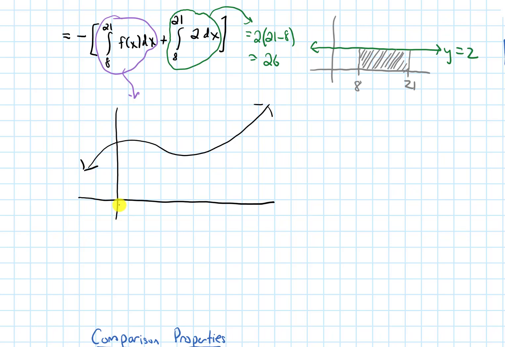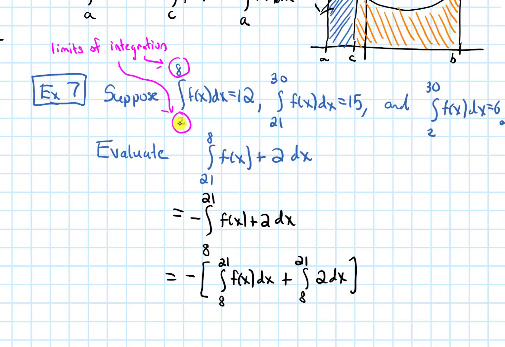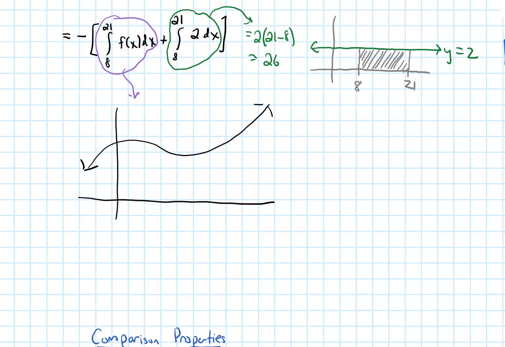All right, and then I'm going to put a tick mark at every number that showed up as one of the limits of integration in the original problem. So I'm going to put tick marks at numbers like 2 and 8 and 21 and 30. So I would have 2, 8, 21 is a little bit further, and then 30 is a little bit further. Okay, so I'm going to draw some vertical lines at these numbers.